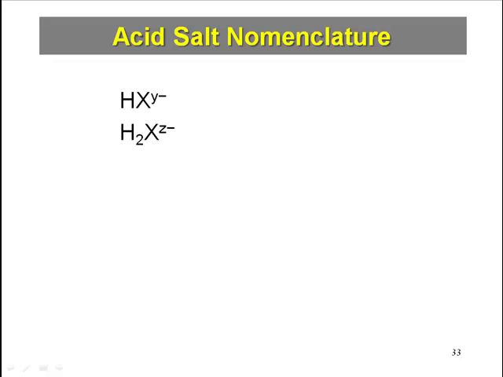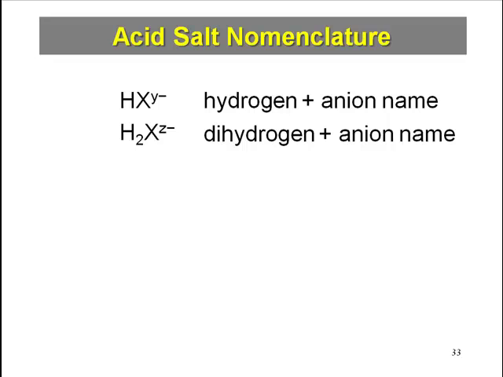All right, the next class of compounds. These are called acid salts. For acid salts, you're looking at something that has the hydrogen plus the anion name. If it has two hydrogens in an acid salt, you take the dihydrogen plus the anion name.